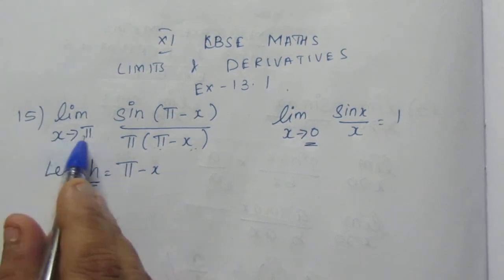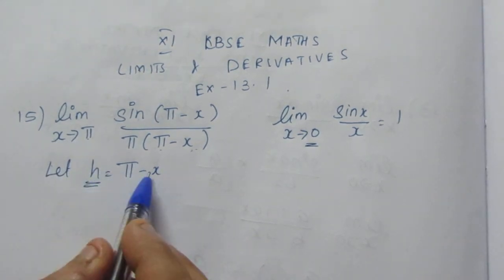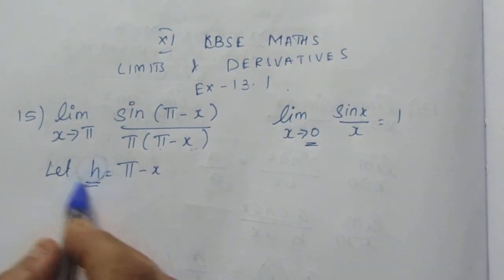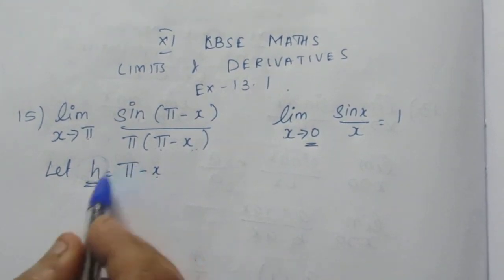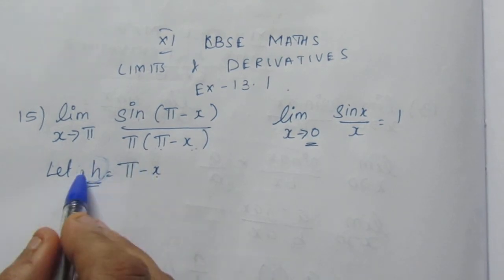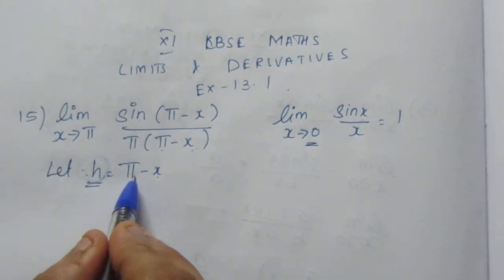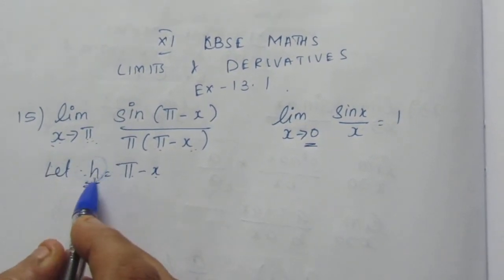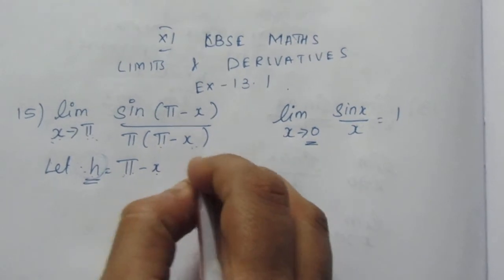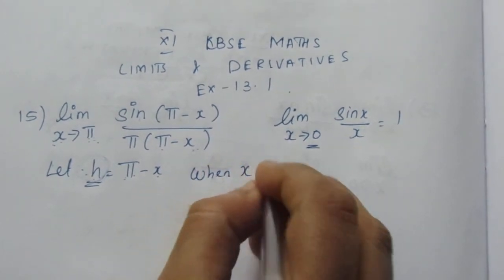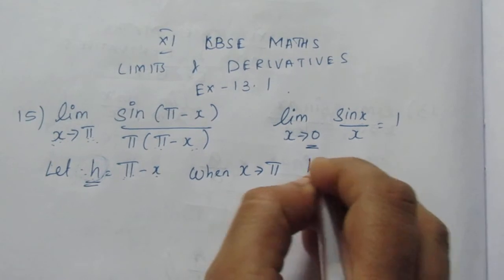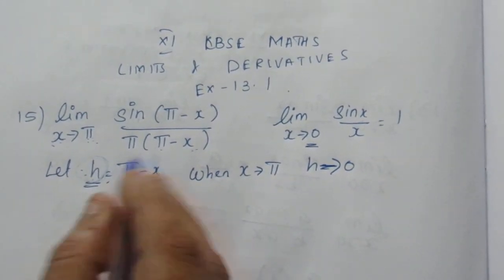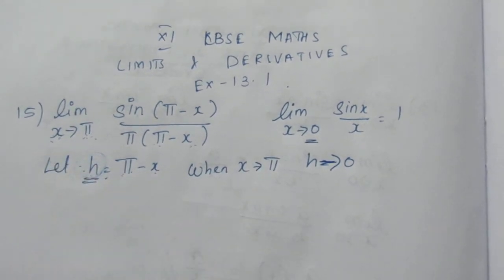Now we know that x tends to pi. That means I want x is equal to pi. x is equal to pi means only when h is equal to 0, x will be equal to pi. Bringing x to this side, it becomes x is equal to pi. Here they have given x tends to pi, and when x tends to pi, that means h tends to 0. Only when h tends to 0, this will become x tends to pi.